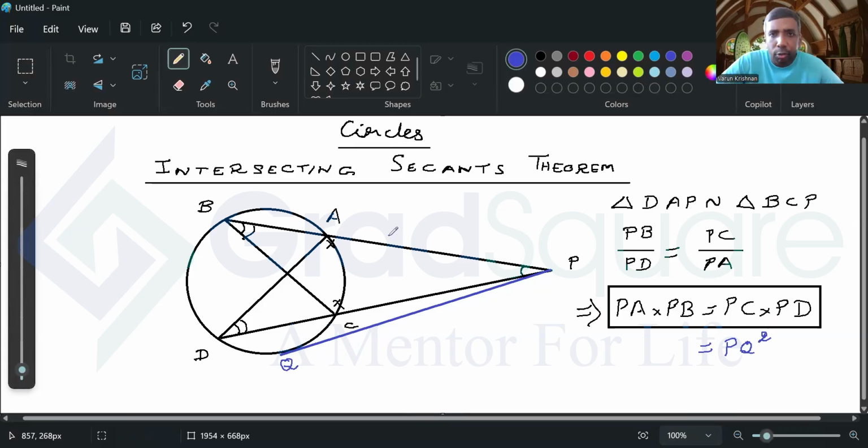So that's what I wanted to communicate through this video. This is the second theorem in circles that deals with lengths of straight lines. We have looked at 5 theorems in total. The sixth and last theorem in circles, again, will be a theorem based on lengths.